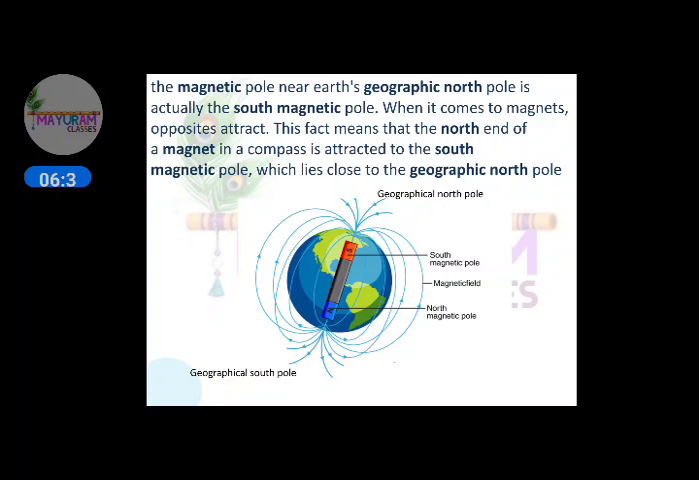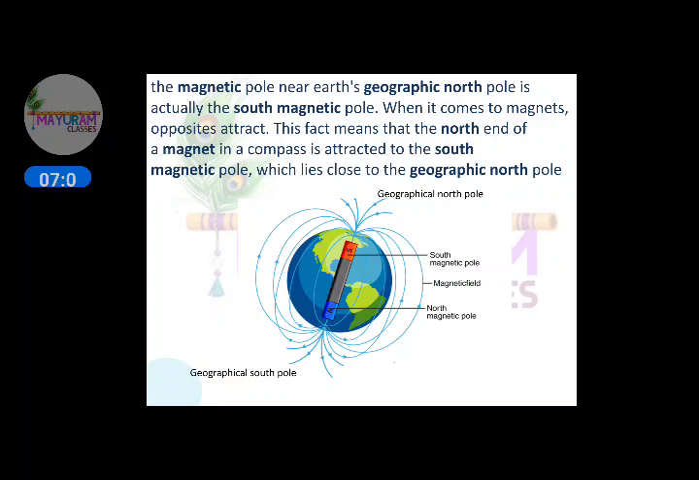As we know, opposites attract each other. The north end of the compass is attracted to the south magnetic pole of the bar magnet, and this south magnetic pole lies close to the geographic north pole. The magnetic field lines always run from the north magnetic pole to the south magnetic pole. Therefore, the magnetic field lines of the earth run from the southern geographic hemisphere towards the northern geographic hemisphere.